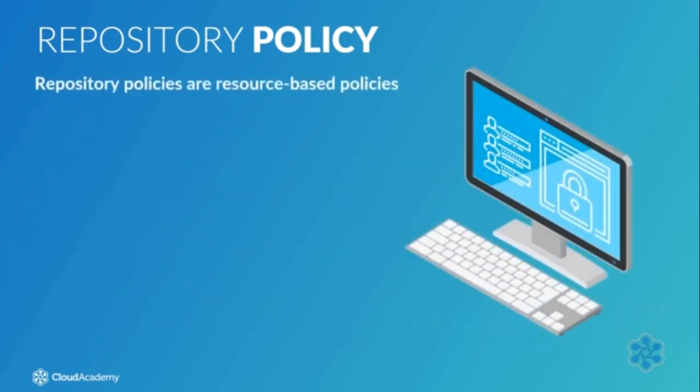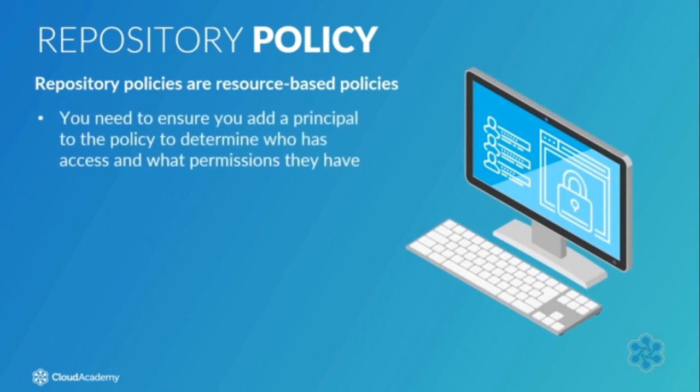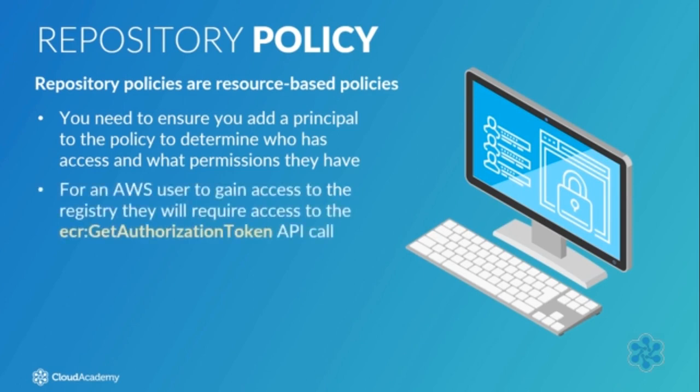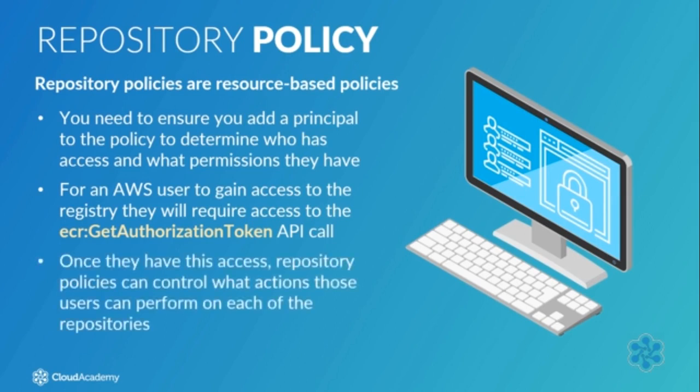Repository policies are resource-based policies, which means you need to ensure you add a principal to the policy to determine who has access and what permissions they have. It's important to be aware that for an AWS user to gain access to the registry, they will require access to the ECR Get Authorization Token API call. Once they have this access, repository policies can control what actions those users can perform on each of the repositories.